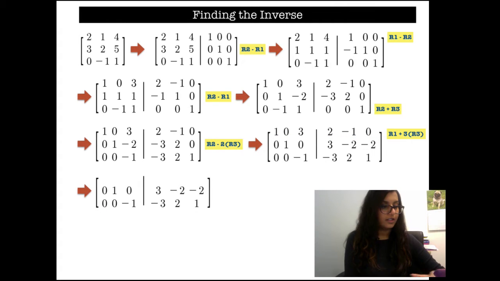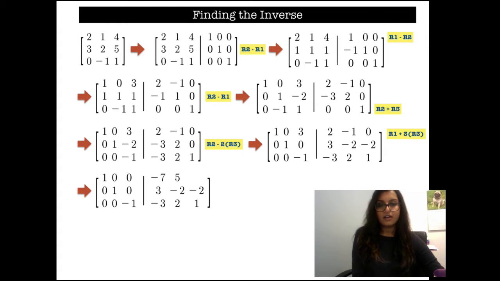And let's go ahead and do this computation. So 1 plus 3 times 0 is going to give us the 1 still. Then 0 plus 3 times 0 is going to be 0. And then 3 plus 3 times negative 1 is going to give us the 0, which we wanted. Then 2 plus 3 times negative 3, that's going to be a negative 7. Negative 1 plus 3 times 2 is going to give us a 5. And then 0 plus 3 times 1 is going to give us 3.